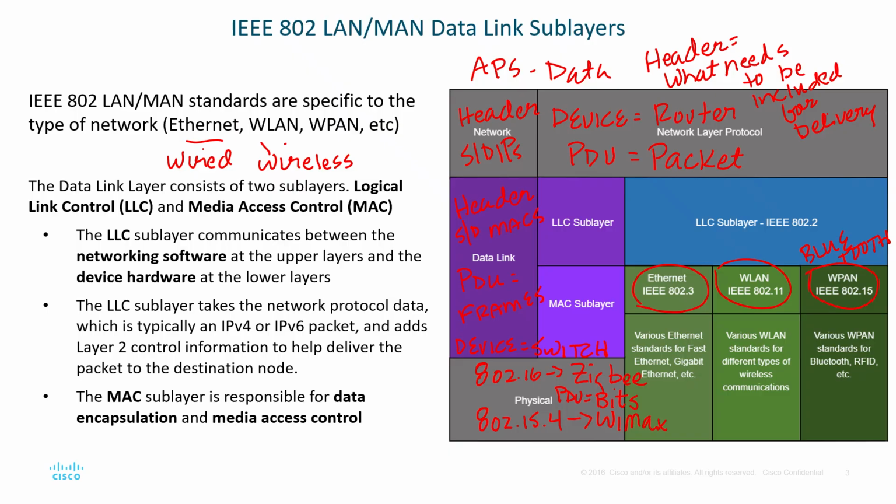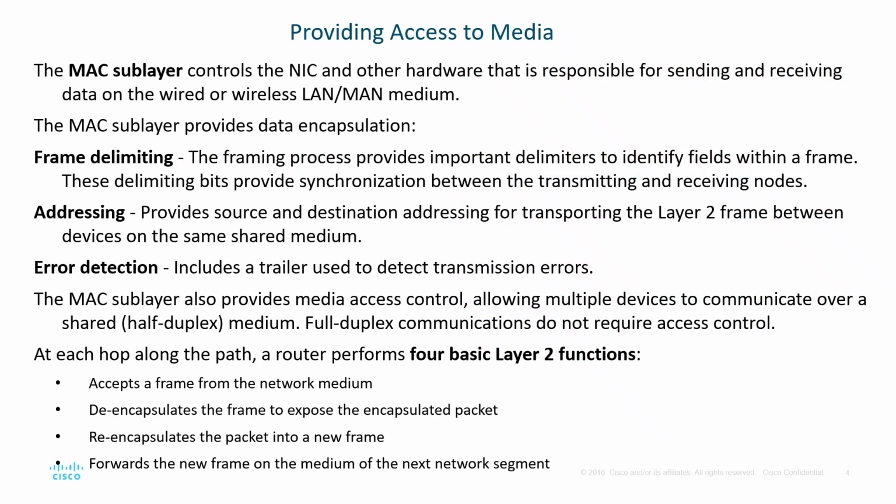Now, your MAC sublayer is responsible for data encapsulation and media access control. So we're going to talk about two different access control methods dependent on whether we're talking about a wired network or a wireless network. Your MAC sublayer controls the NIC and other hardware that is responsible for sending and receiving data on the wired or wireless LAN or MAN.